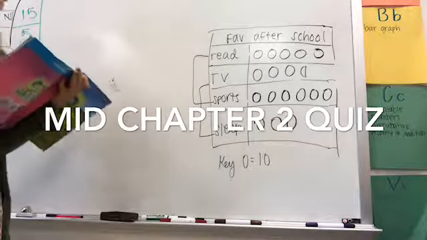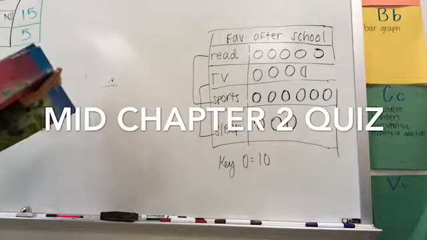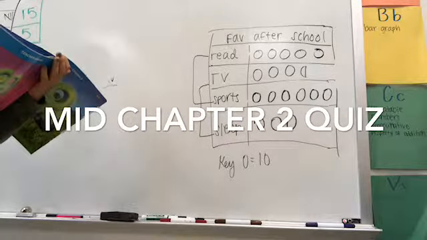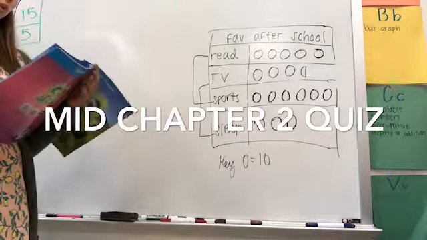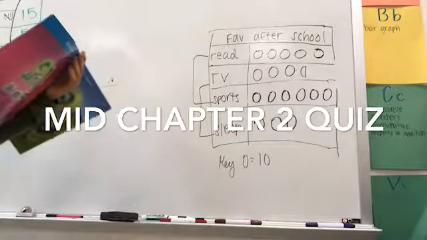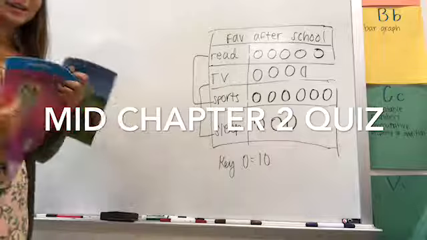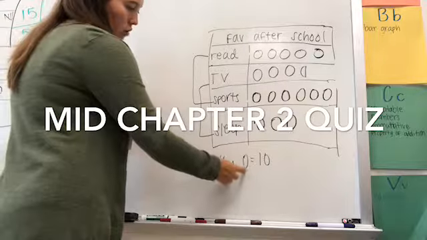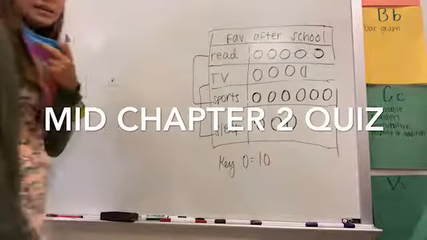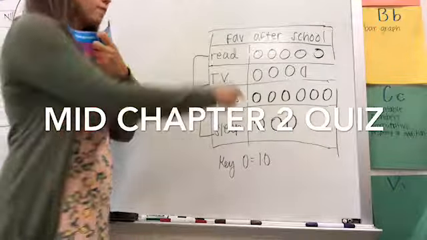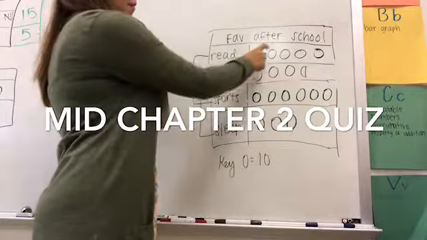The first question: some students chose their favorite after-school activity. The results are in this picture graph that I drew on the board. How many students chose reading? Notice the key says a circle equals 10. So I need to skip count by 10s to find the number. If I'm finding the number for reading, I need to skip count by 10s.